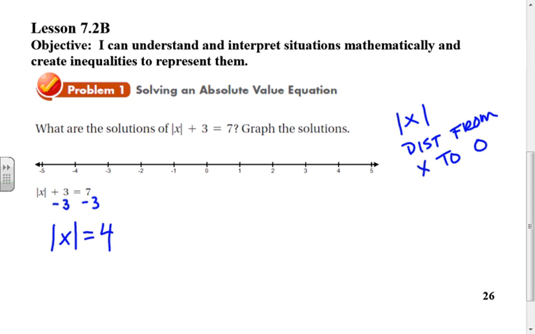Now what that means is what numbers are 4 units from 0? Well, you could be 4 units to the right of 0, which would give you 4. Or you could be 4 units to the left of 0, which is -4. So you represent that by writing two equations. x equals -4 and x equals 4. All right, go ahead, you try that.